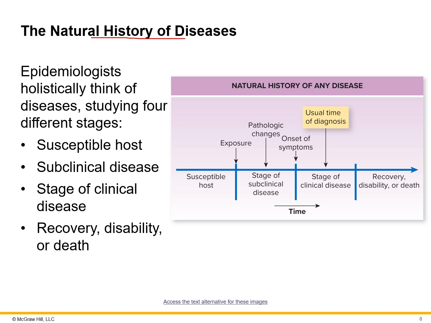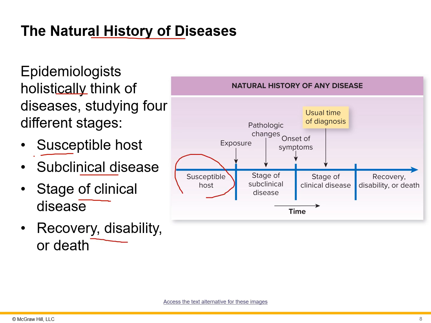Now, the natural history of diseases. So epidemiologists holistically think about disease. So they study 4 stages. The 4 stages of this history: they look at the susceptible host, they look at subclinical disease, they look at the stage of clinical disease, and then they look at the recovery, disability, or death.